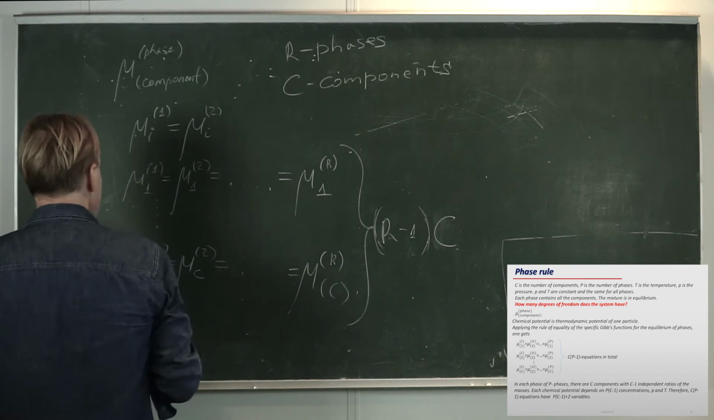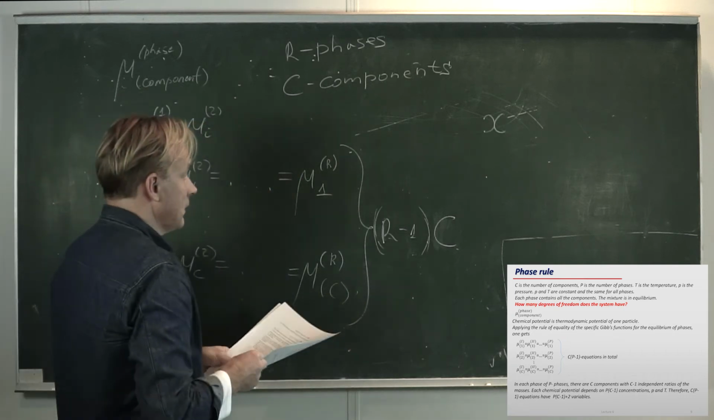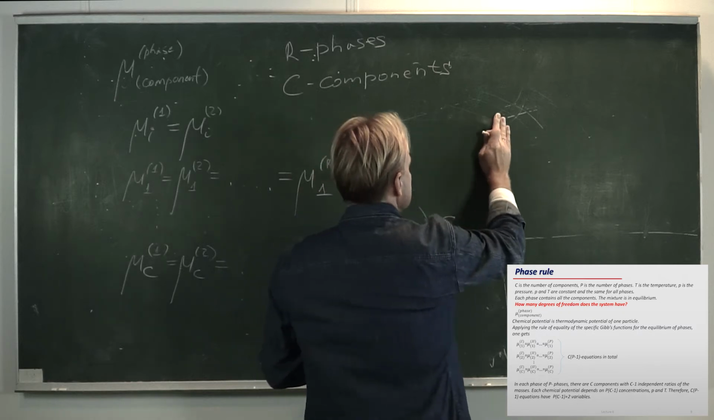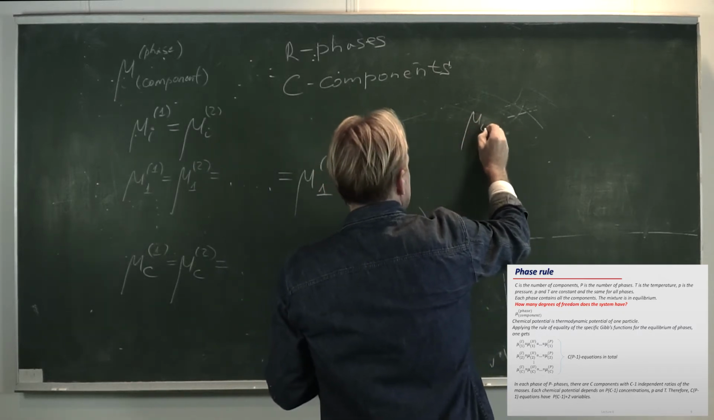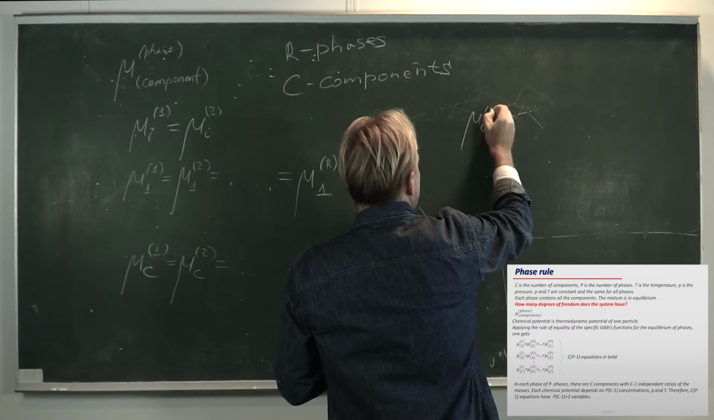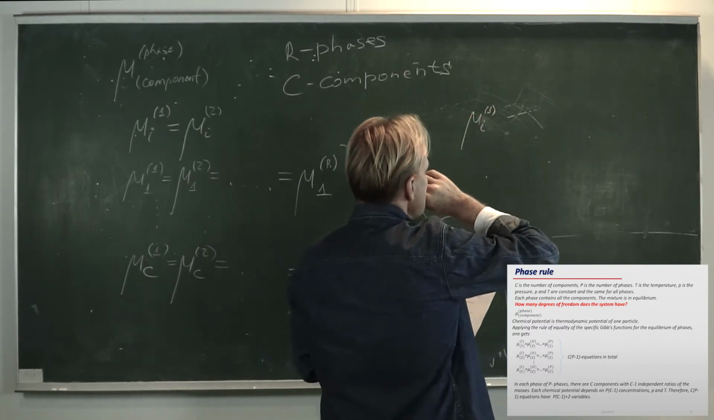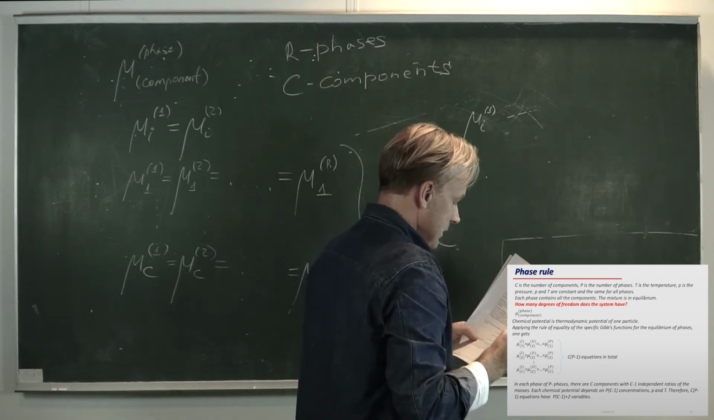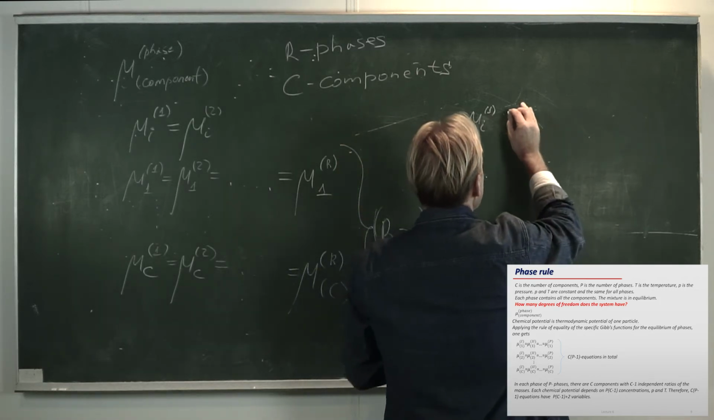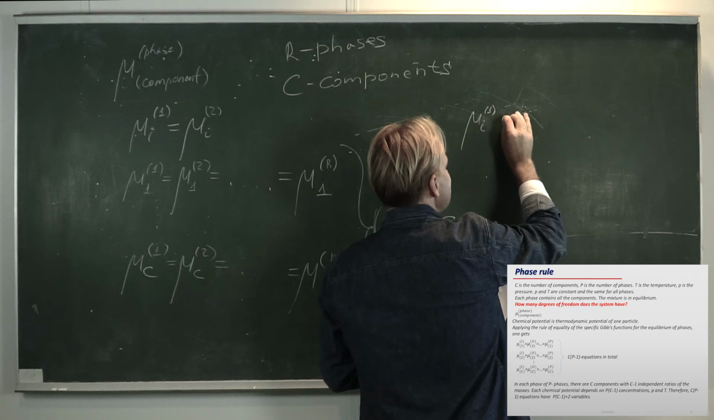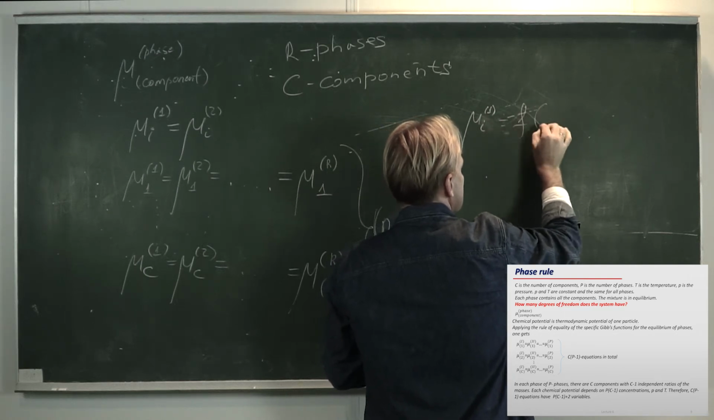How many variables do I have in this case? Well, in principle, every one of the chemical potentials, for whatever phase we're talking about and every component we're talking about, will depend on concentration, as we could see in the example of the ideal gas.